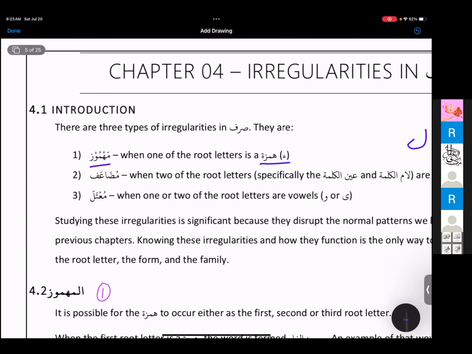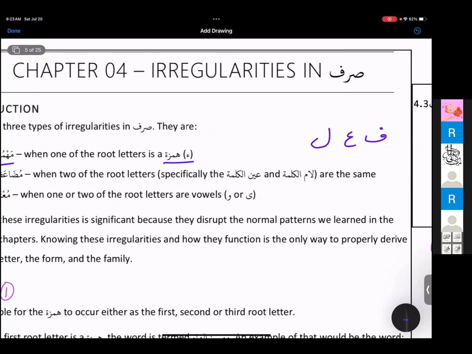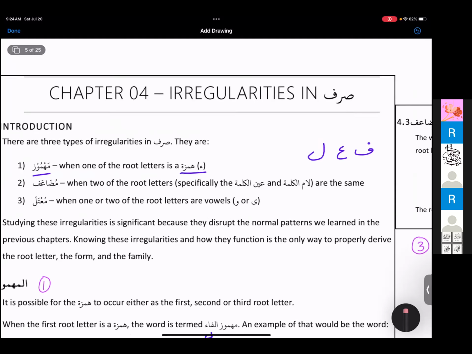Okay. So the word is containing what? Hamza. Yes. When one of the root letters is Hamza, we are going to call that fi'l mahmoos. We always have three root letters, fa, ain, and lam, because we are talking about fi'lu thulasi. We are not looking at rubai or anything else, just thulasi. So any one of them is going to be hamza, and when that happens, we call that fi'l mahmoos. We will look at the example soon.